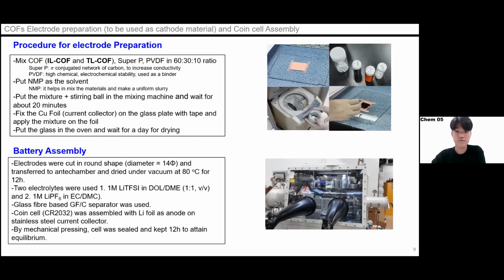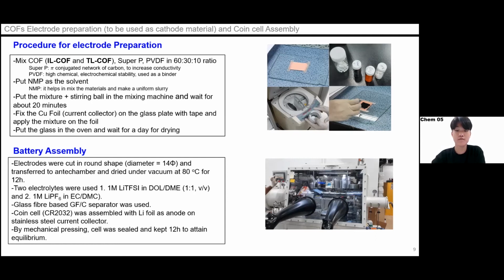After drying, we cut the electrode in a round shape and move it to the antechamber. In the antechamber, dry it under vacuum at 80 degrees Celsius for 12 hours. Then put the electrode into the glove box.